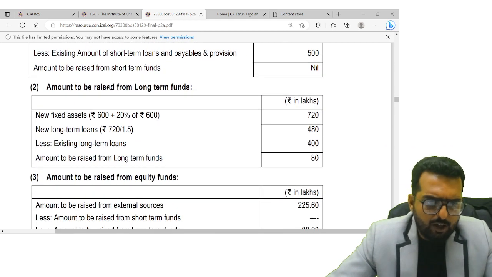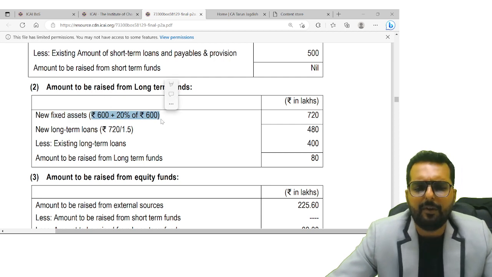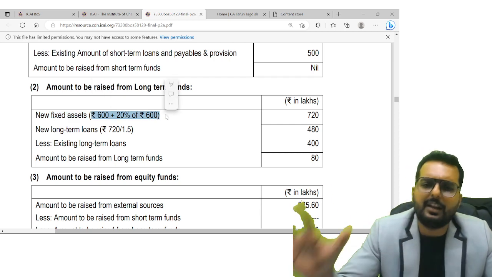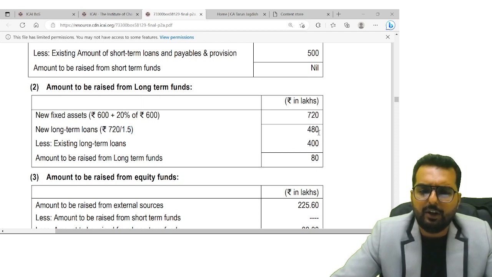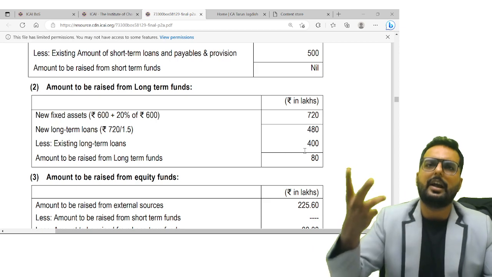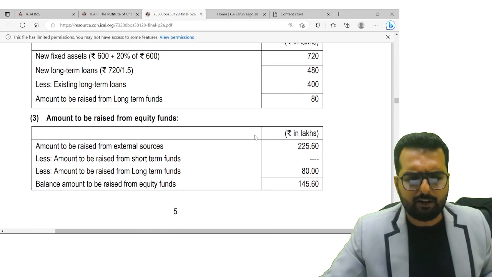Down, next part: amount to be raised from long term funds. For new assets, they have taken 600 plus 20%. This assumption is not given anywhere at all, friends. But by doing it like that, they got 720. Okay, new long term loan will be then what? 720 divided by 1.5. They got 480. Existing loan is 400. Extra 80 loan is required. All these are their assumptions. This need not be correct at all.